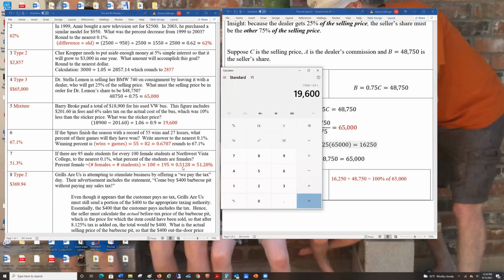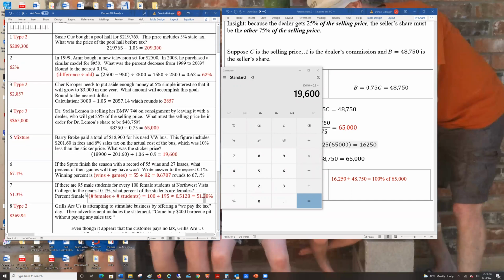When you do the division, you get 0.5128, but it says, guess what? To the nearest 0.1%. That means change it to a percent, 51.28, and then 0.1%, that's where the 2 is. The 8 would be 0.01%, and that's why. And that, ladies and gentlemen, is all there is to it.